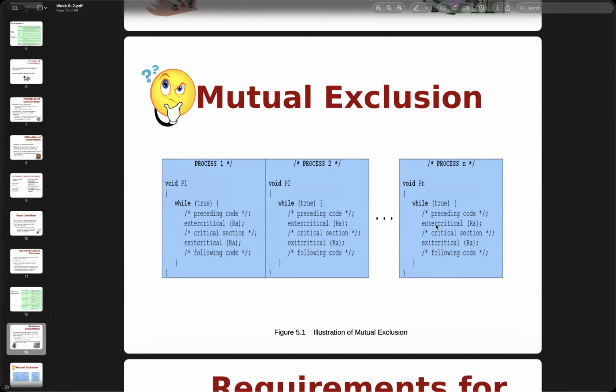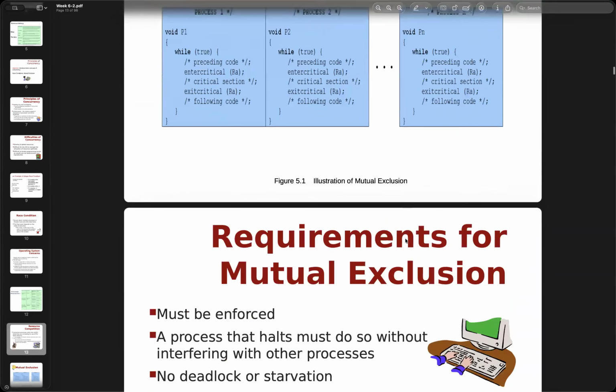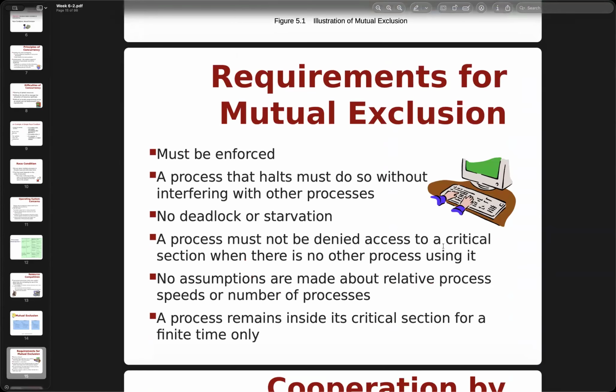Okay, so who can enter the critical section is the main idea. What are the requirements for mutual exclusion? First, it must be enforced. A process must do so without interfering with other processes, without affecting others. Also, no deadlock and no starvation.